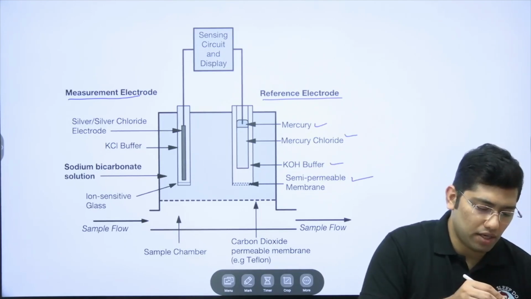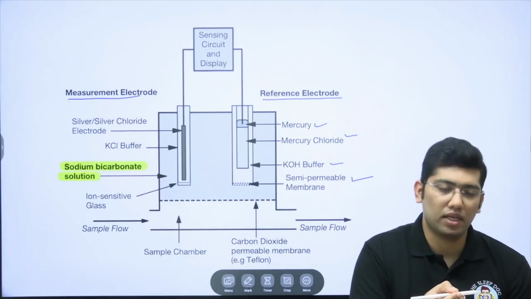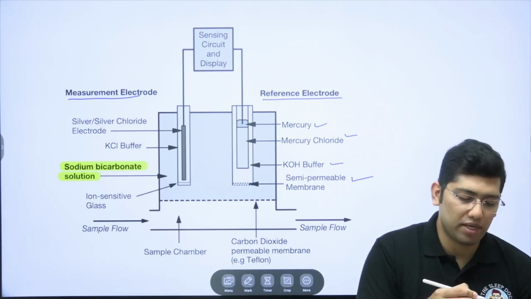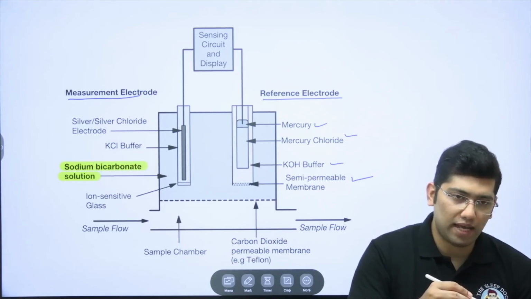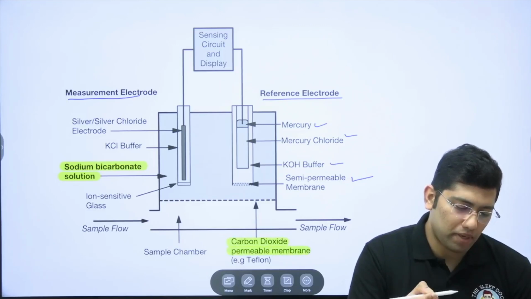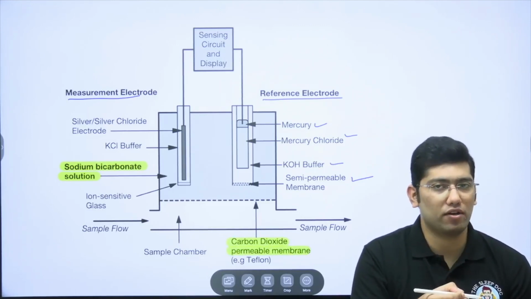difference or addition here is a sodium bicarbonate solution. This sodium bicarbonate solution is acting as a buffer in the measurement electrode, as well as there is a carbon dioxide permeable membrane that is present for the facilitation of carbon dioxide.